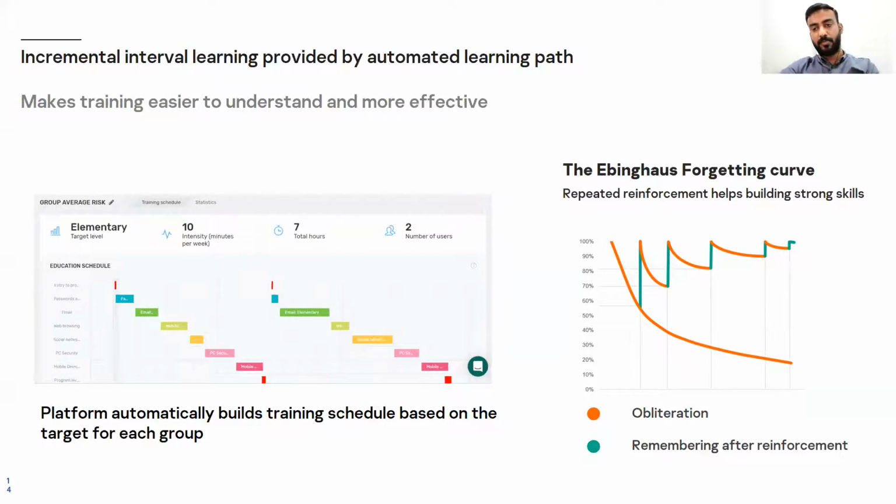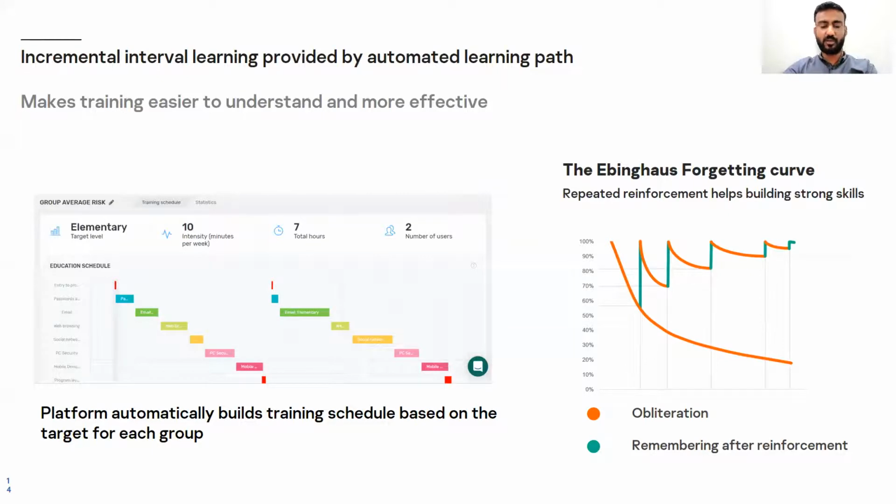Regarding the reinforcement part, the system uses the Ebbinghaus study principles, where the user's knowledge is tested at different intervals to ensure that the user has really retained the knowledge they learned during their lessons.